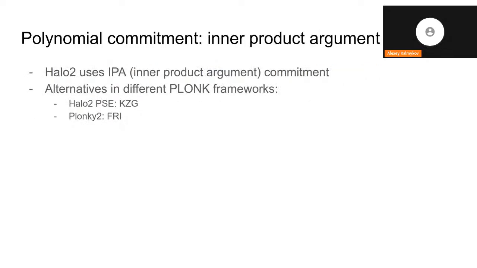So for the commitment scheme, Halo2 uses the so-called inner product argument. This is different to many other commitment schemes. For instance, the Halo2 version from Privacy and Scaling Explorations, the research organization that also works on developing Halo2, but it's a fork of Halo2, uses KZG as the polynomial commitment scheme. Plonkish, which is another Plonk-based framework, uses FRI. Let's take a look at why and how the IPA, inner product arguments, are used as the polynomial commitment scheme in Halo2.